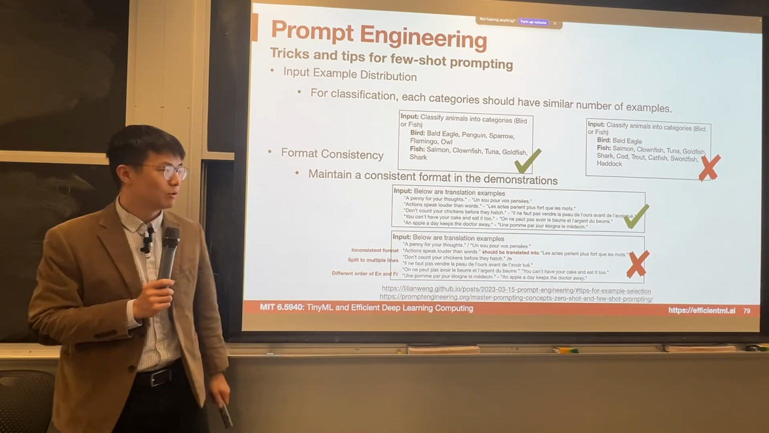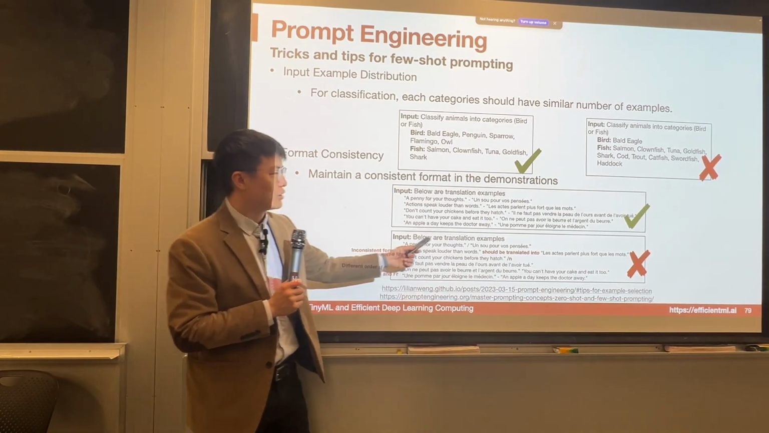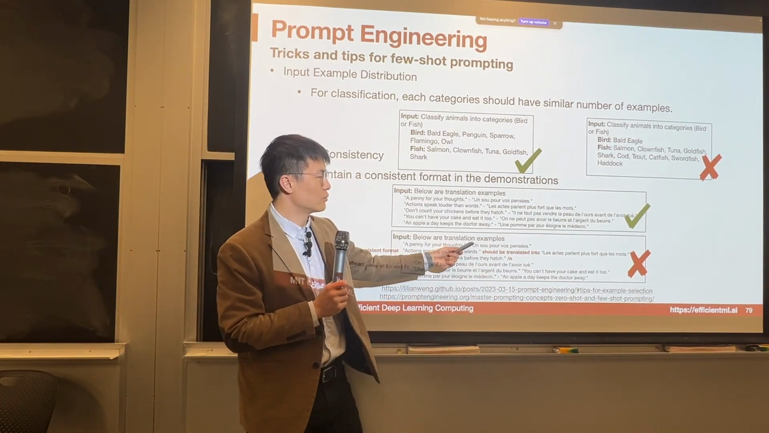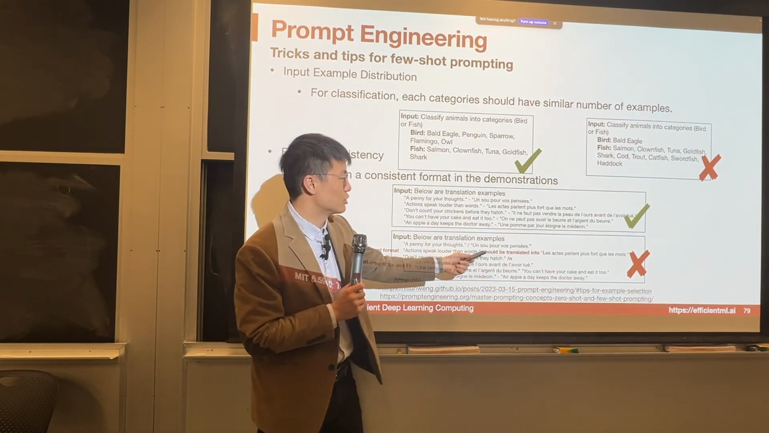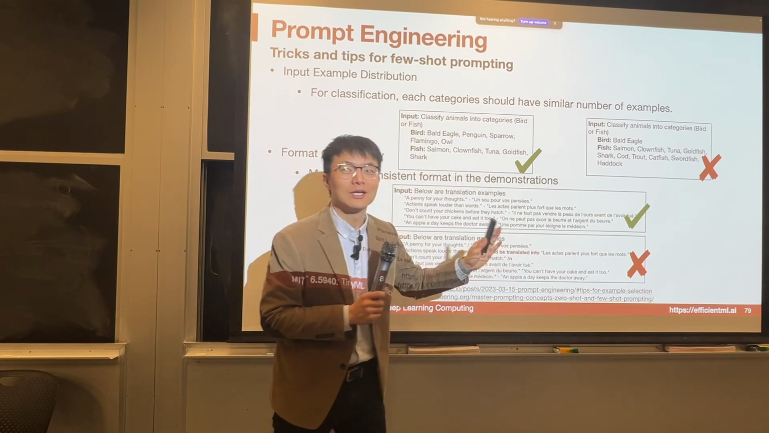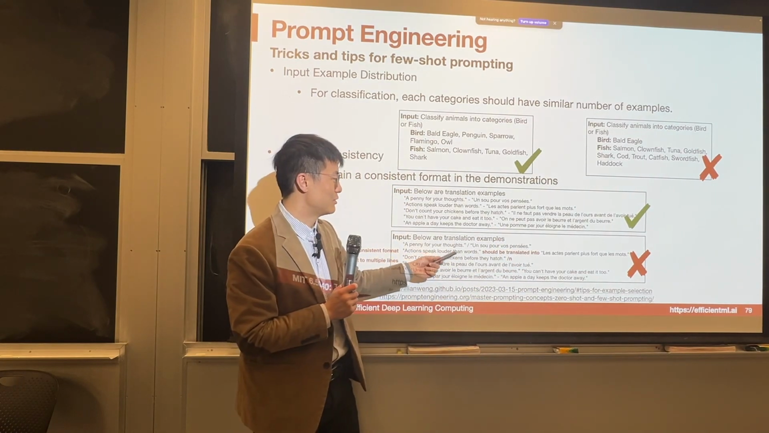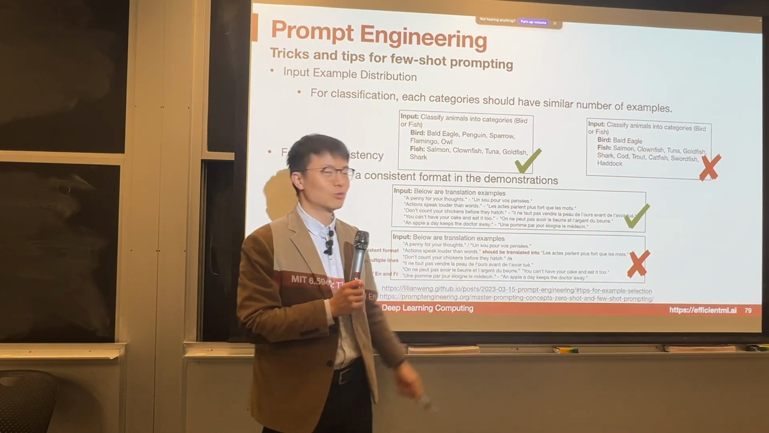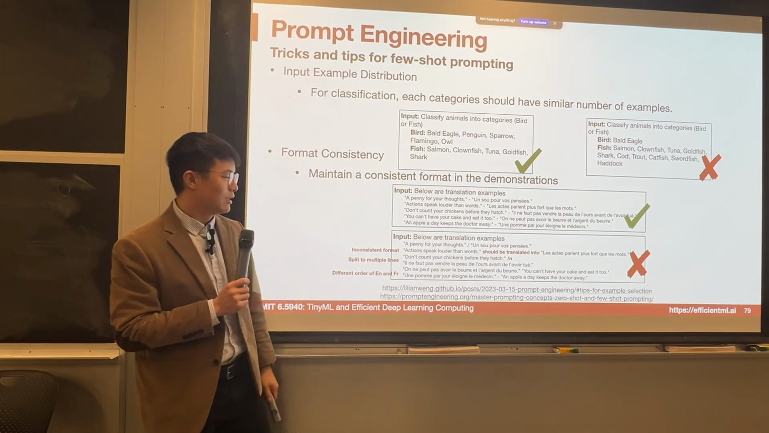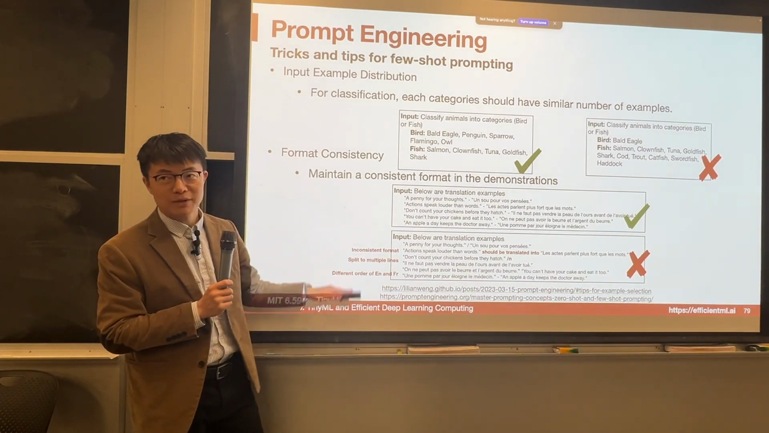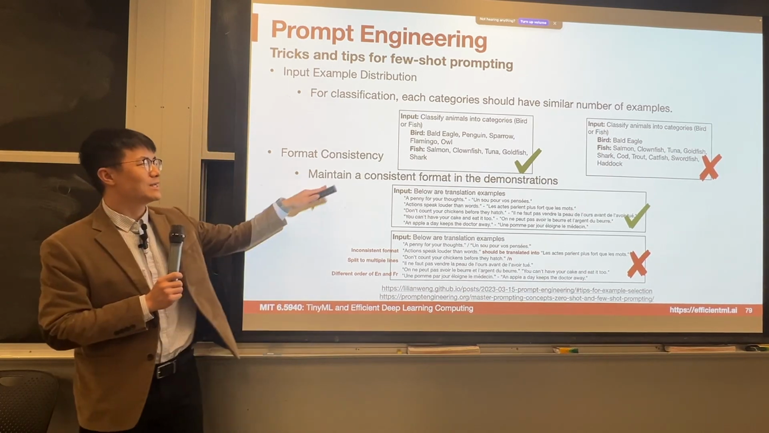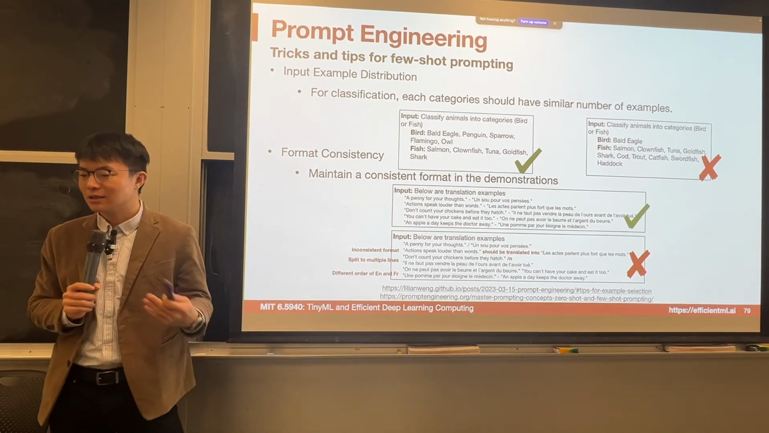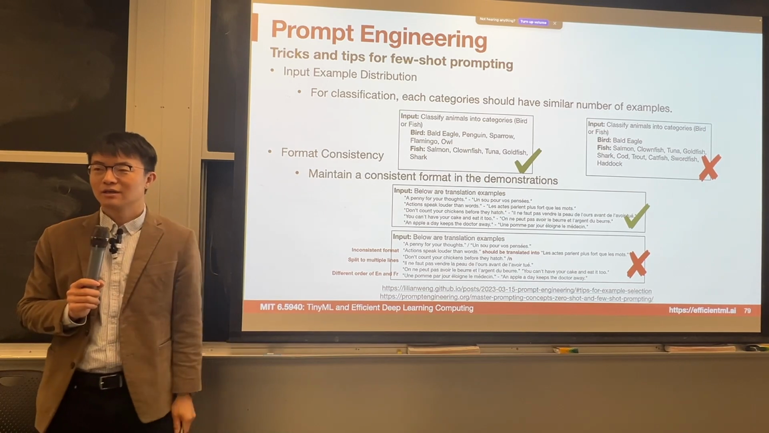And a bad example would be, so below are translation examples. Here we are using a slash to separate the 2 sentences, and using "should be translated into" to separate in the next example, using a new line in the next example. Actually, they are using very different separators, which is a bad example. So we should maintain a consistent format in the demonstrations when we are providing the context.